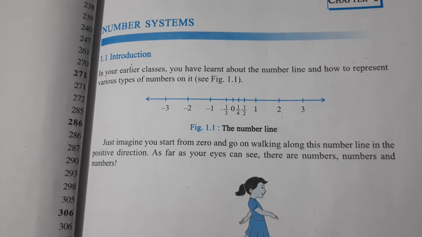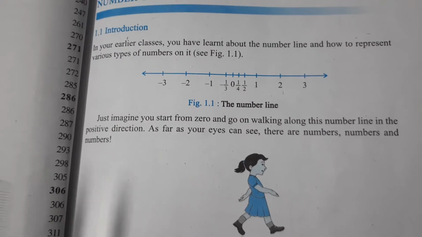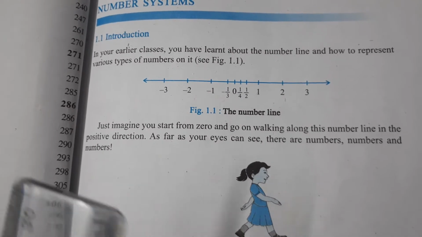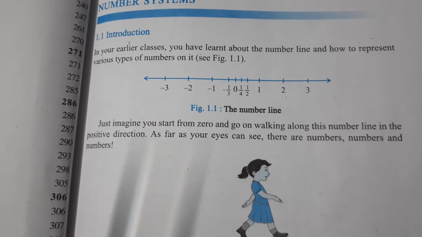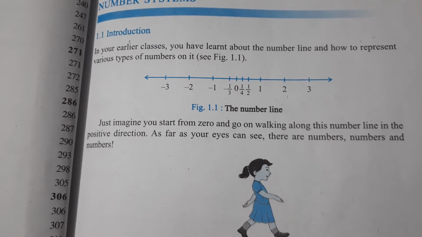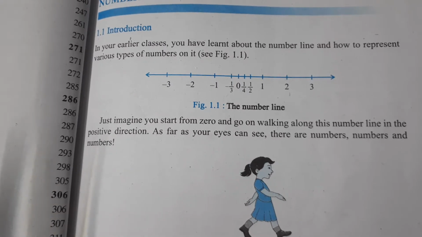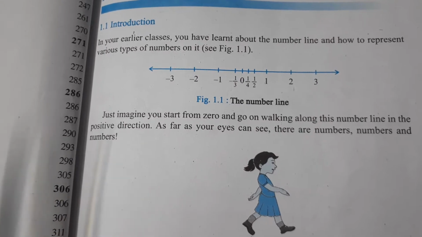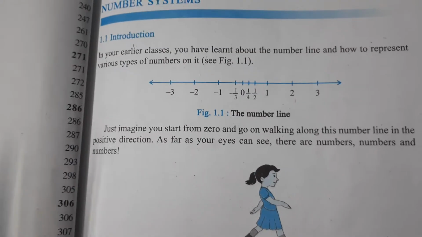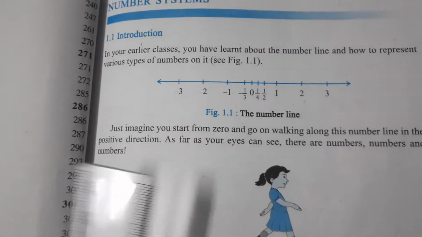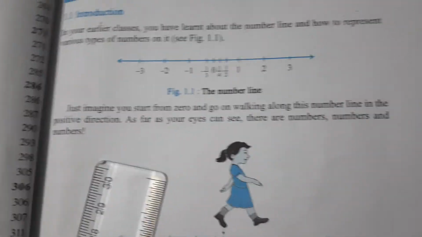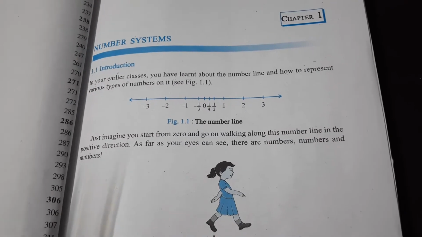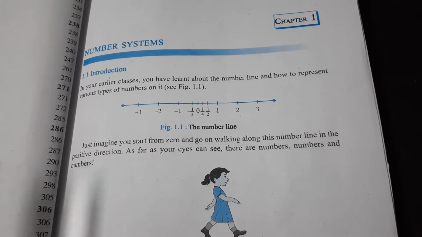Okay, children? The collection of natural numbers is denoted by the symbol capital N. The collection of whole numbers is denoted by the symbol W. The collection of all integers is denoted by the symbol Z. The collection of rational numbers is denoted by Q.